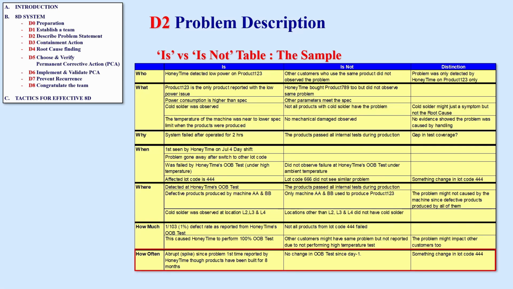Lastly, how often? Abrupt spike, since the problem was first reported by Honeytime, though products have been built for 8 months. No change in OOB tests since day 1. Hence, we could rule out that the issue was caused by a test change at Honeytime. Something changed in lot code 444. By answering all these comprehensive questions, actually you are already halfway to resolving the issue.